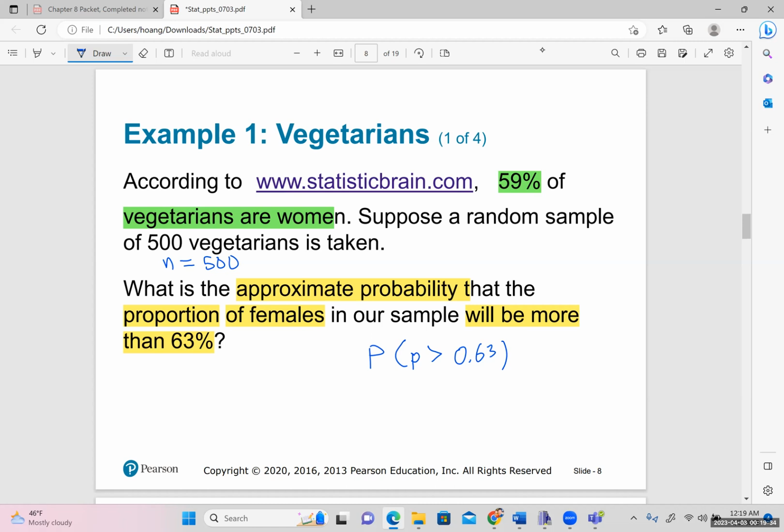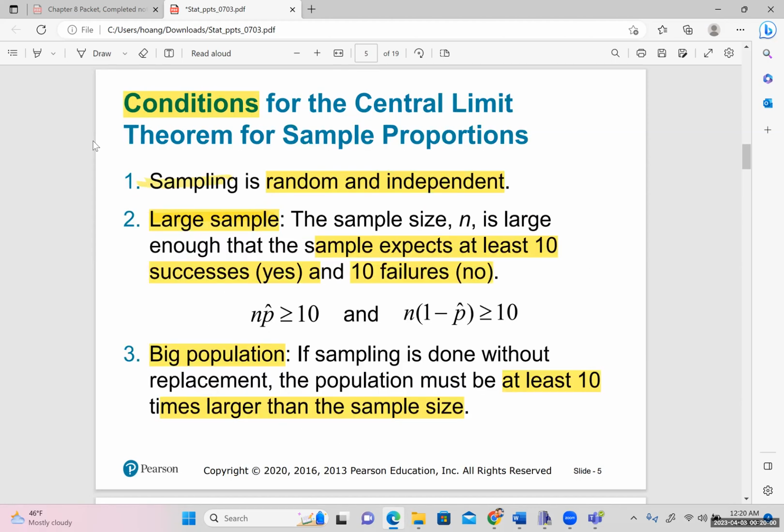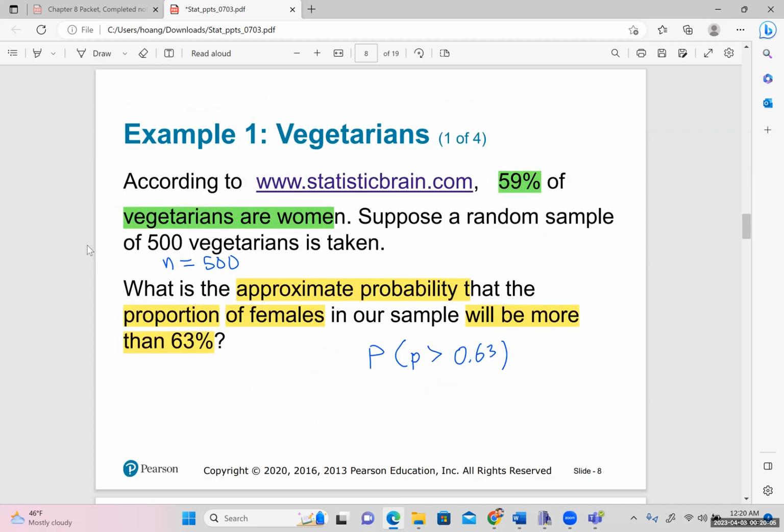So you can go ahead and pause my video and try to check the conditions to make sure it satisfies the three conditions for the CLT, the central limit theorem, over here. And then we can apply the central limit theorem for these problems. You can pause and continue the video afterwards.